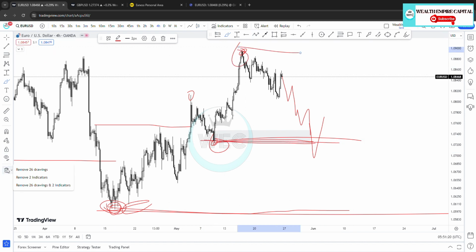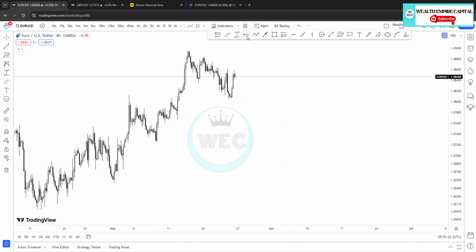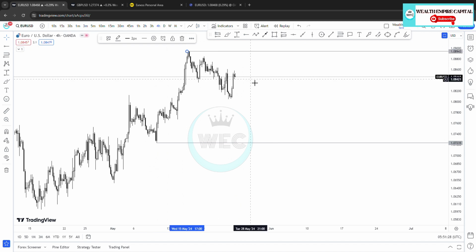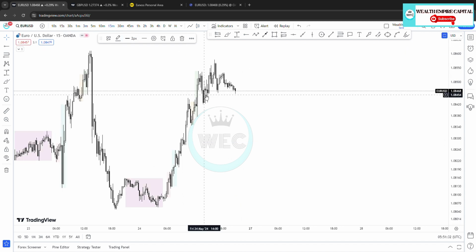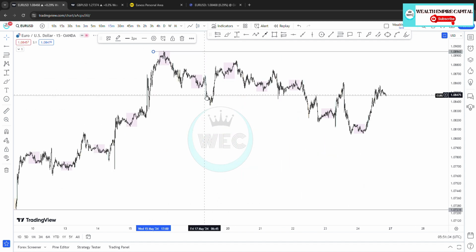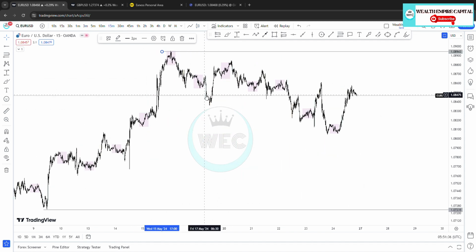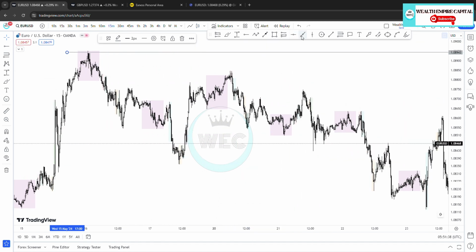So let me clear everything, and now we're going to focus on this low and then this high right in here. Once I've seen this, I can now step onto my intraday, which is M15, and quickly define what price is doing in there. So on the intraday level, this was my last low. Real quick, this was my last low.